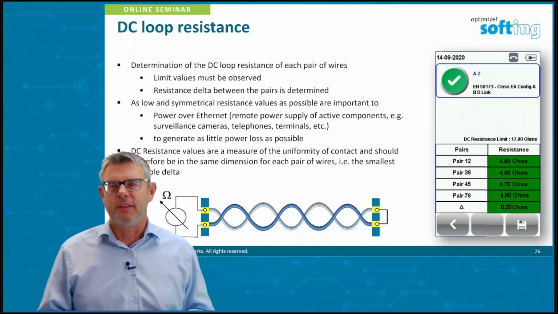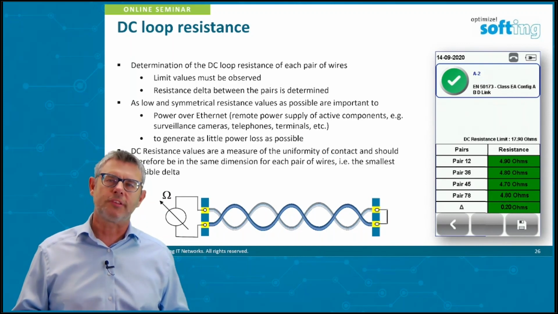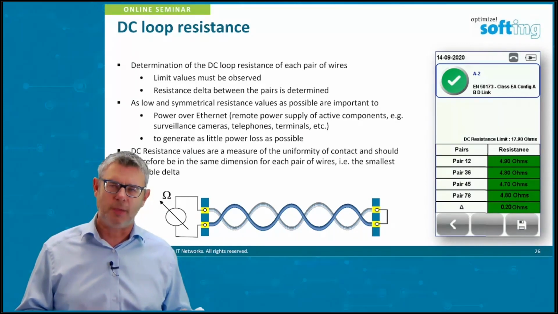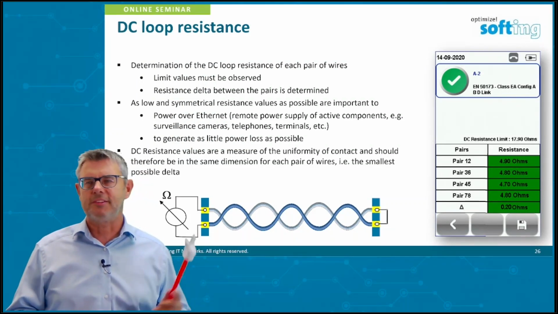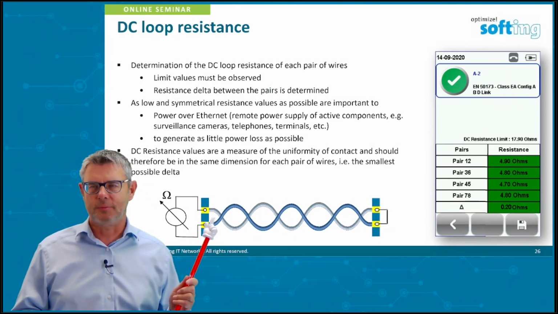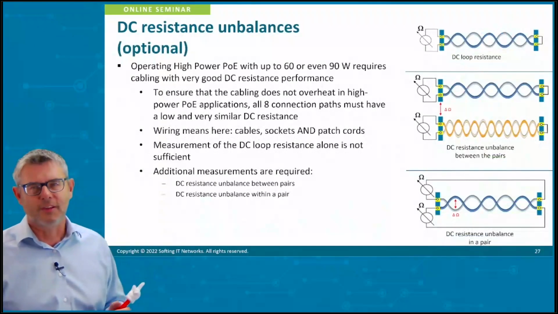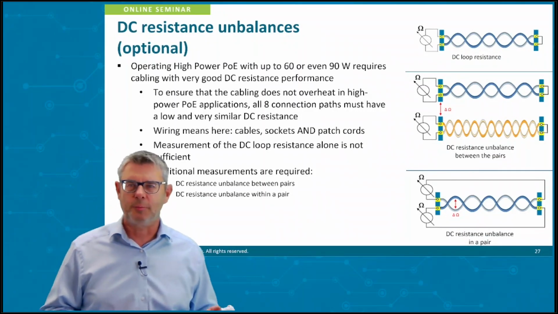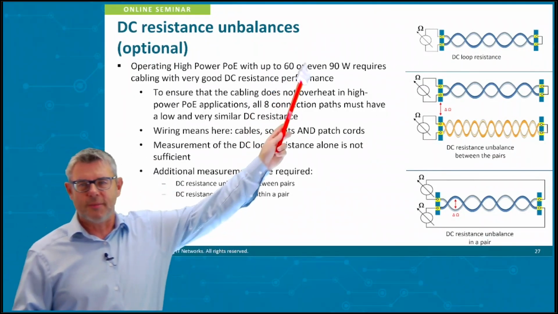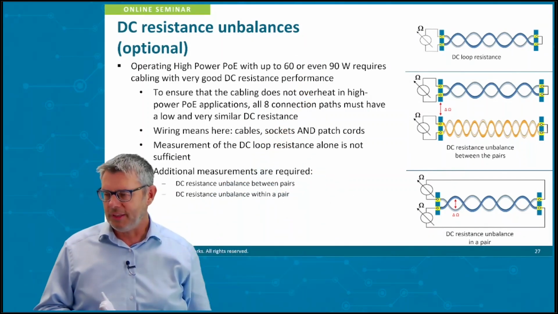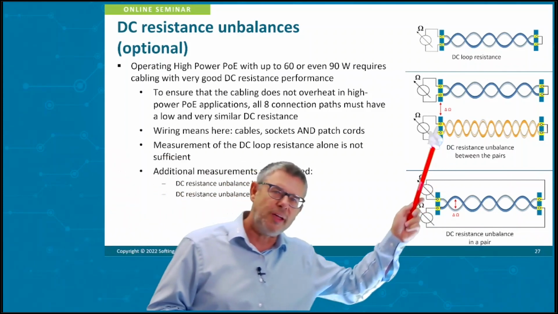Okay, if you know that you're going to test a link which will be used later on for high power PoE, meaning above 50 watts, then this loop resistance measurement, this DC measurement, is not sufficient. You have to extend the measurement to the DC resistance unbalance measurements. Then we're not stopping at the loop resistance measurement. Then we also have to measure the difference in resistance between the individual pairs.